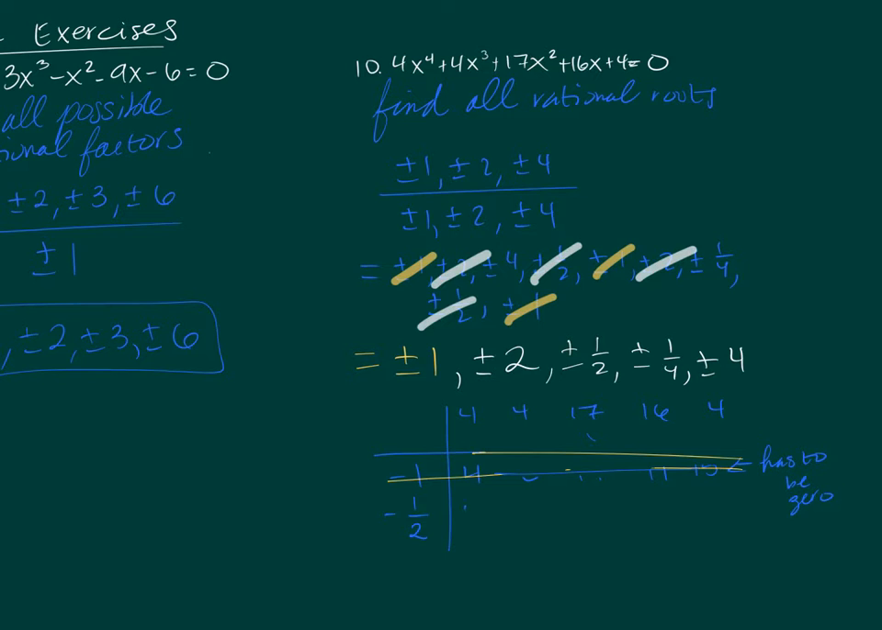So bring down the 4. -1/2 times 4 is -2. 4 minus 2 is 2. -1/2 times 2 is -1. 17 minus 1 is 16. -1/2 times 16 is -8. 16 minus 8 is 8. -1/2 times 8 is -4. 4 minus 4 is 0. This is 0. We're good here. So now we have one of our factors.